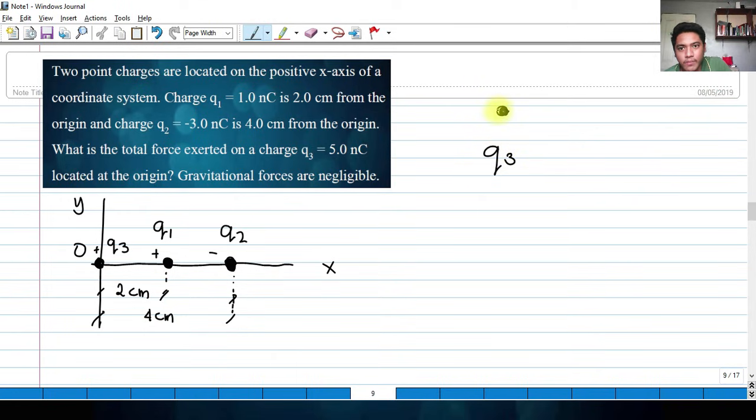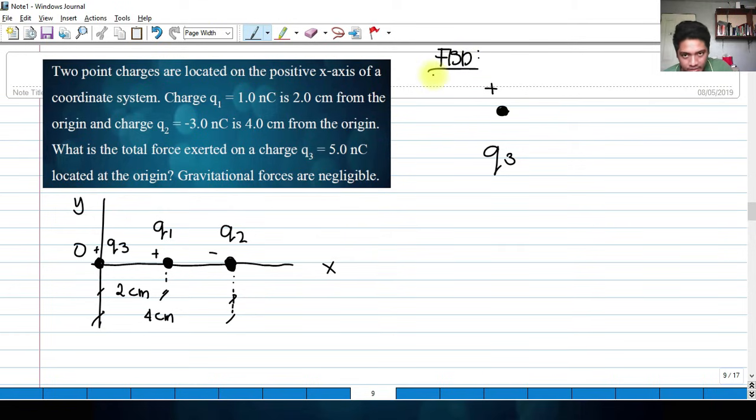We have to draw the free body diagram of that. Q sub 3 is a positive charge, so there are two forces acting on this charge. One is the force due to Q sub 1, and the other is the force due to Q sub 2. So we have to analyze the free body diagram, the directions of the forces these charges exert on charge 3. So this is the free body diagram, FBD.